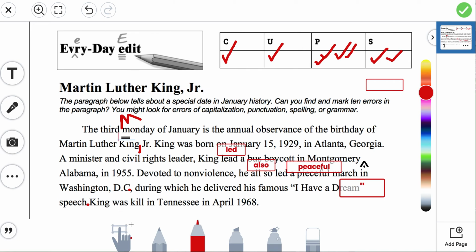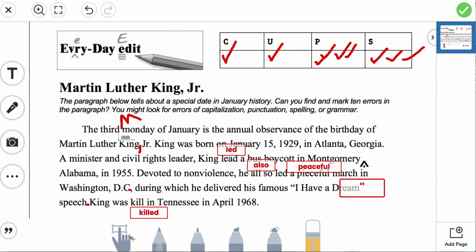The last one, King was killed in Tennessee in April 1968. Was it King was kill? If it already happened, we need to add a suffix to it at the end, ed. So move the last text box over, and we should have he was killed in Tennessee, adding ed at the end. So that is a spelling error. Those were the 10 errors in the nonfiction paragraph over Martin Luther King Jr.